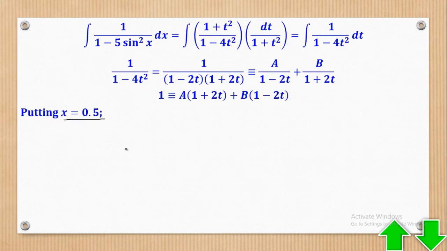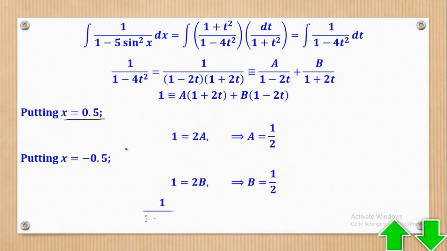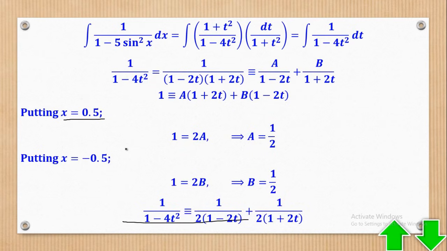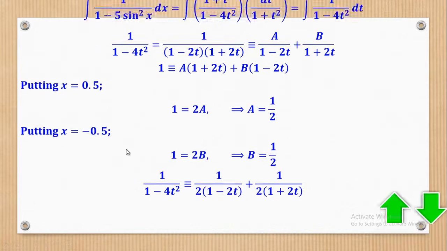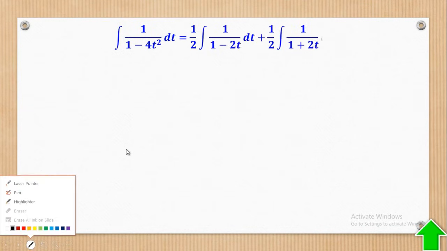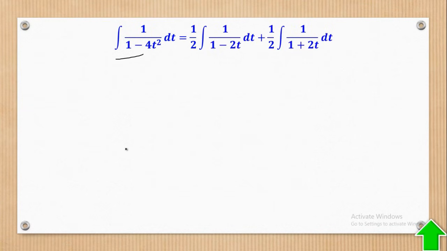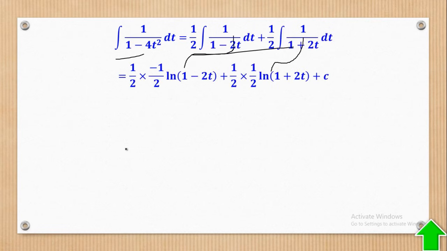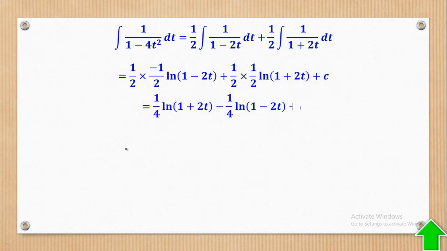Then putting x equal to 0.5 gives you that. Putting x equal to negative 0.5 gives you that. Therefore, the partial fraction is this. Now I can go ahead and integrate. So these are the same as this. Integrating this gives you this, and this gives you that. So in the end, that will be the answer.